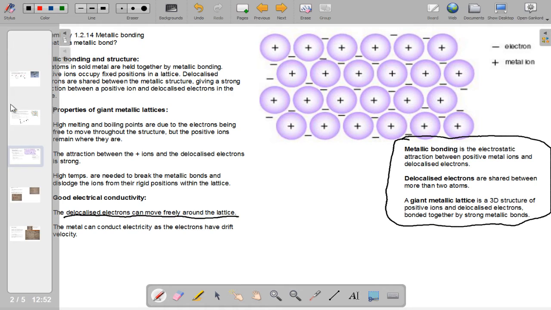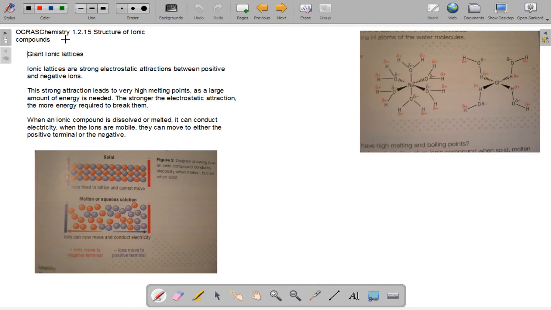So we'll now move on to the next part, the structure of ionic compounds.